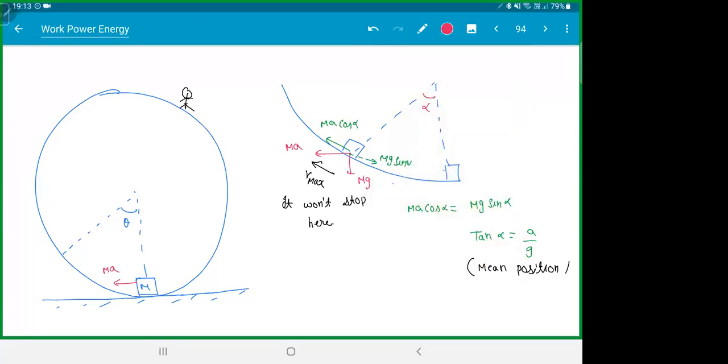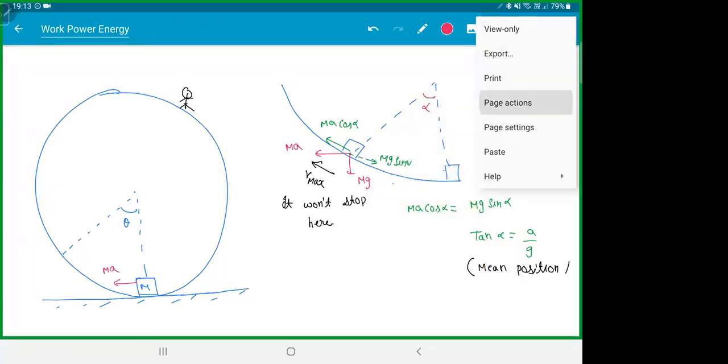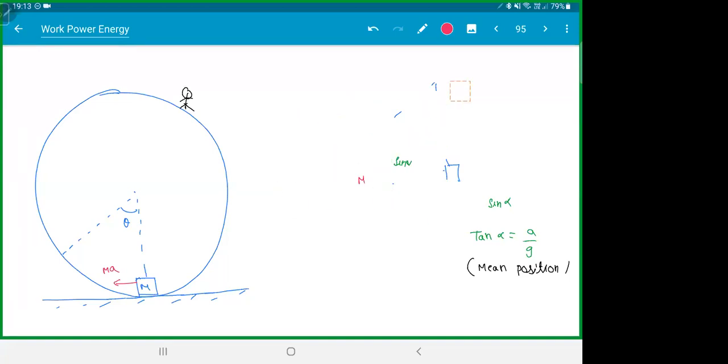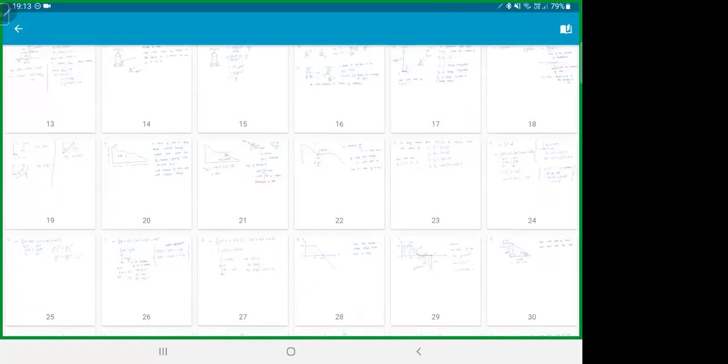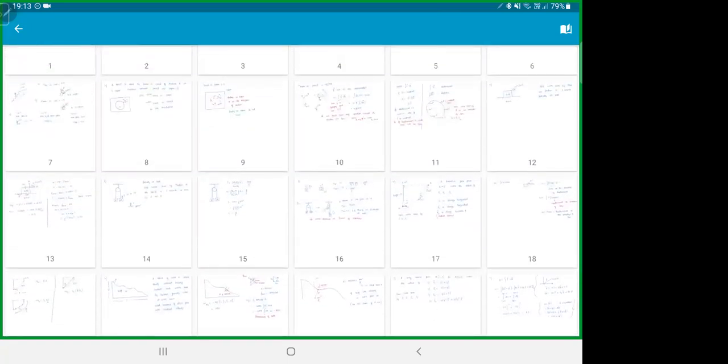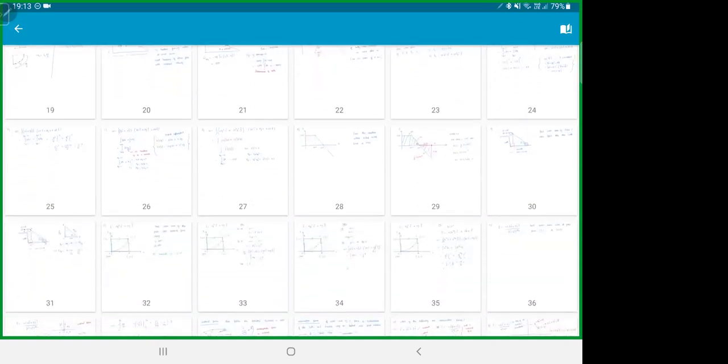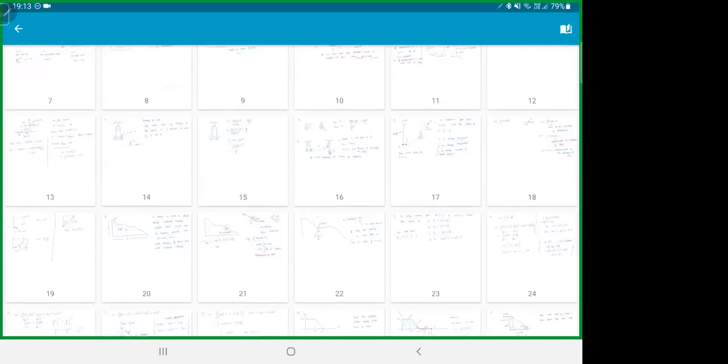So then what we do here, let it go till this position. The block will come till here. This is the horizontal distance traveled. This is the pseudo force. Do you remember we did a question on the work done by a force? This was the question.